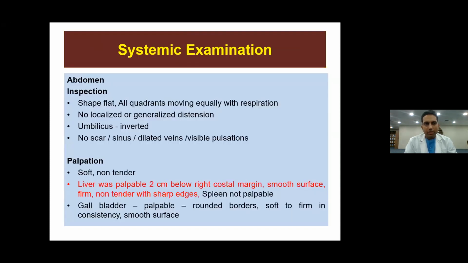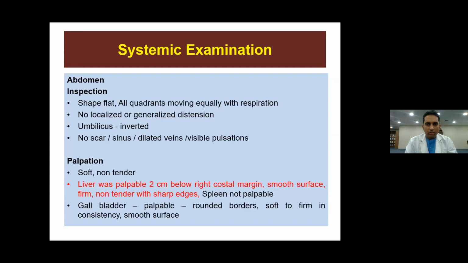On systemic examination, the abdomen, the shape was flat. All quadrants of the abdomen were moving well with respiration. There was no localized or generalized distension. The umbilicus was inverted. I didn't see any scars, sinuses, dilated veins, or visible pulsations over the abdomen.